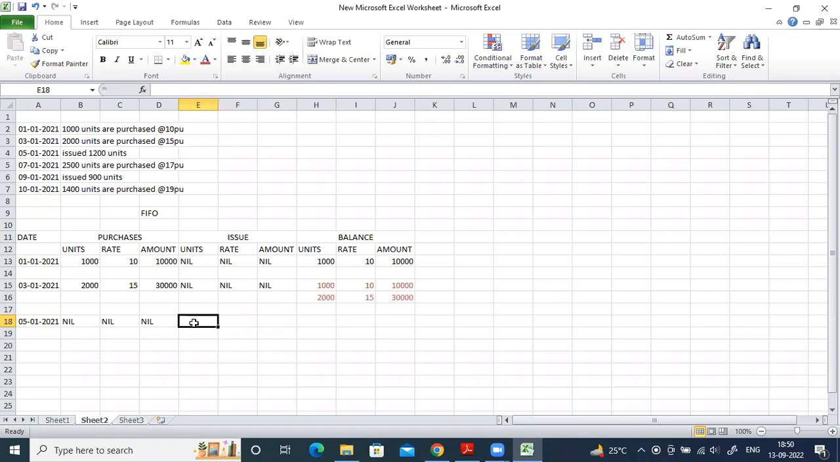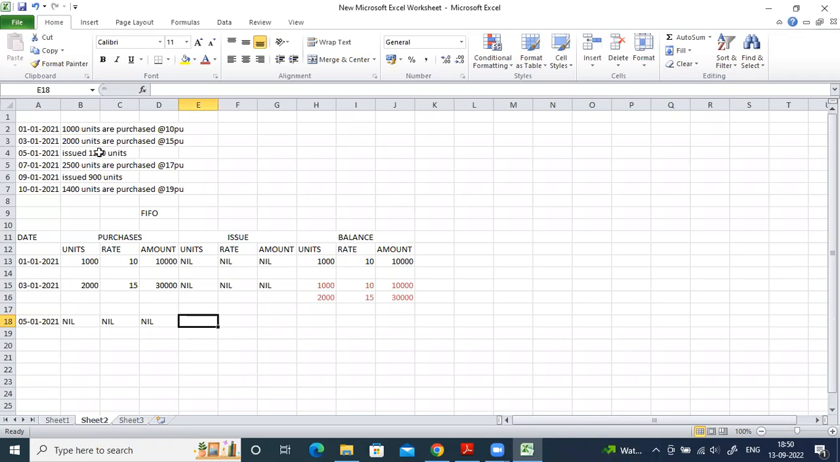Because we are following first in, first out. So whatever material you purchased first, issue that material first. That is nothing but first in, first out. I believe you understood my concept. Now in these 1,000 units and 2,000 units, which material we purchased first? 1,000 units, right? So whenever you are issuing, first you need to issue that particular 1,000 units first.